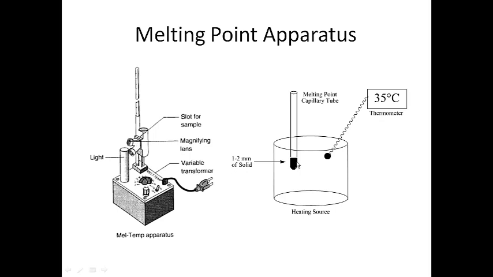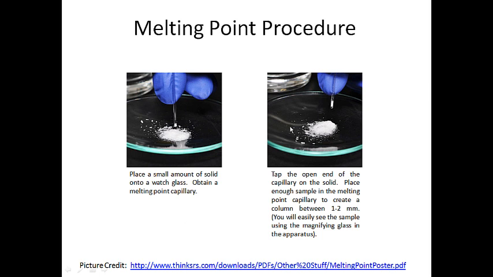It doesn't take much to get a melting point, usually just 1 to 2 millimeters of the solid placed in this really thin melting point capillary tube. The procedure is simply to take the melting point capillary, which is open on one end and closed on the other. You place a small amount of the solid on a watch glass, and then you tap the capillary tube onto the solid until you get a certain amount of it into the capillary.